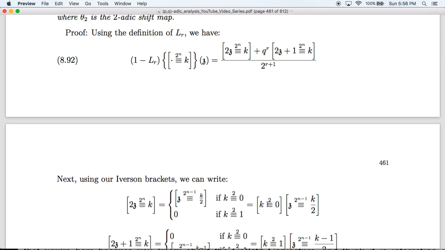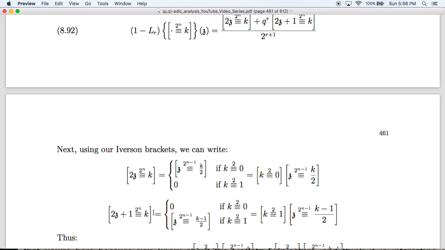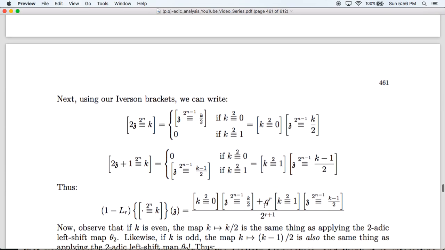So this then gets us k is even, and z is congruent to k over 2 mod 2 to the n minus 1. Likewise, for 2z plus 1 congruent to k mod 2 to the n, we get that k has to be odd, in which case this is the same thing as z is congruent to that. So we have all of this.